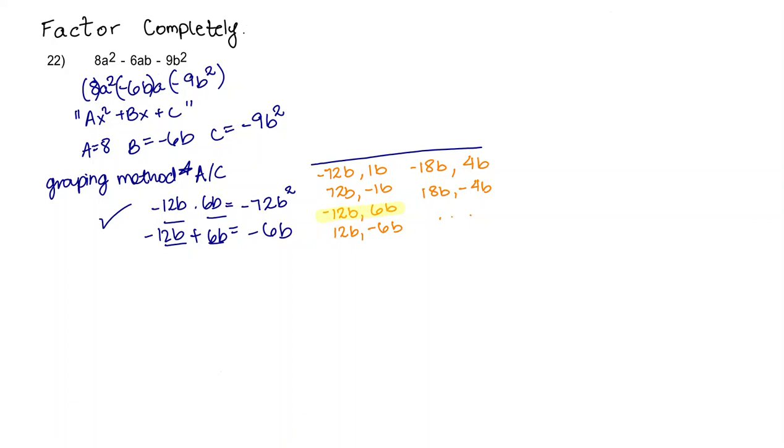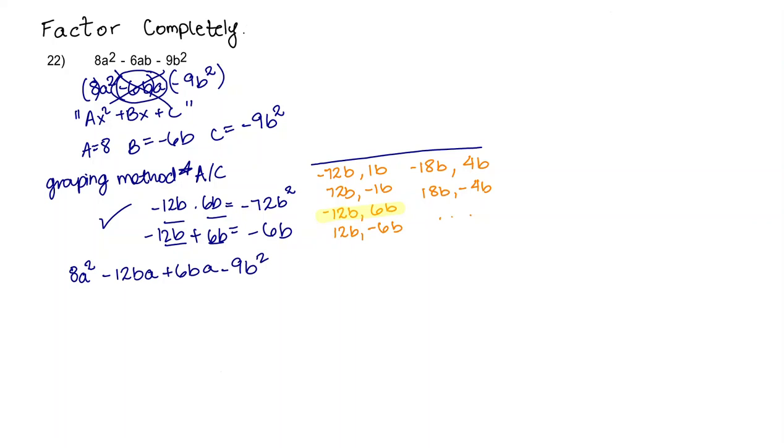All right, now I'm going to rewrite my expression. But instead of writing this middle term, negative 6ba, I'm going to write negative 12ba and then positive 6ba. The negative 12b and the 6b come from this, and then we also have to add on that extra a in the middle here. Okay, and then I'm going to bring down my negative 9b squared.